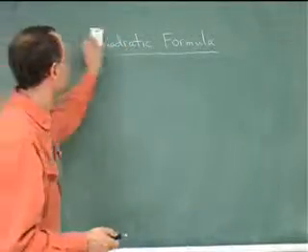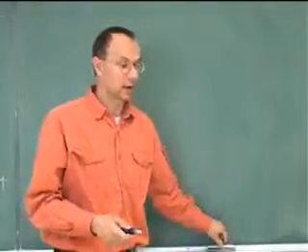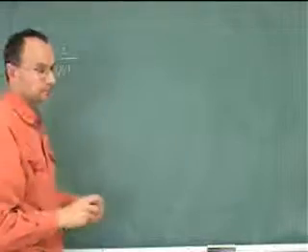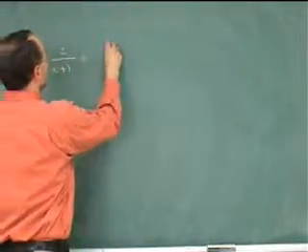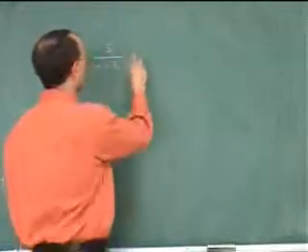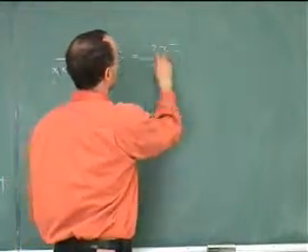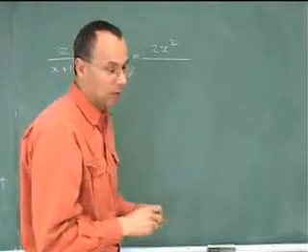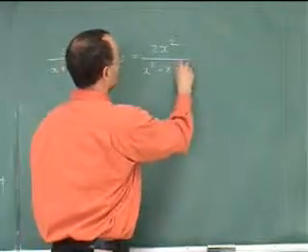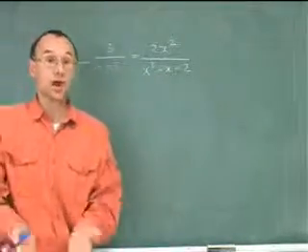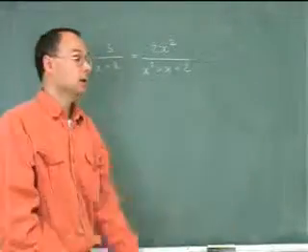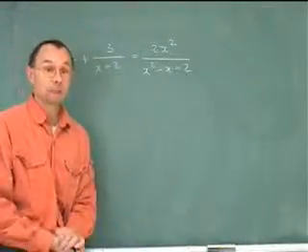The next example, I'll give myself adequate room here. What we've got is 2 over x plus 1 plus 3 over x minus 2 equals 2x squared divided by x squared minus x minus 2. Okay. So clearly this is not in the form of ax squared plus bx plus c equals 0. So our work is to clean this mess up.